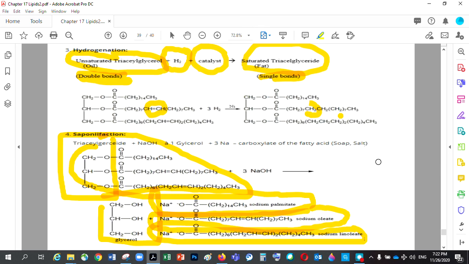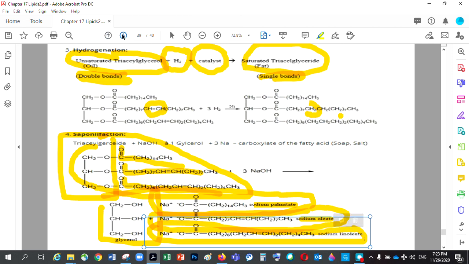The first one is sodium palmitate. The second fatty acid gives sodium oleate, and the third one is sodium linoleate. So you can see, if the fatty acids are identical, you will have one soap, one salt of the fatty acid. But here we have 3 different fatty acids, so here it is, 1, 2, 3, and we are producing 3 different salts and 3 different soaps.